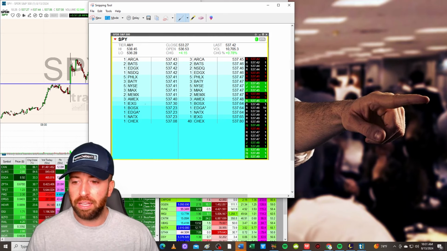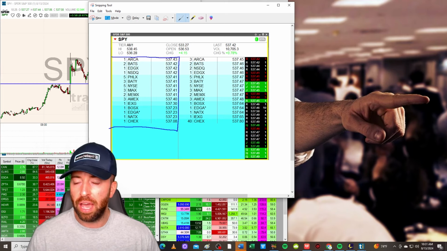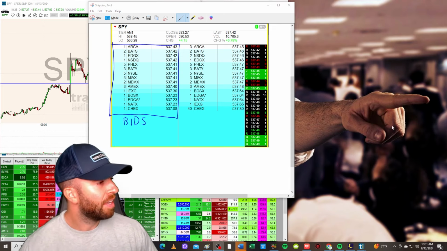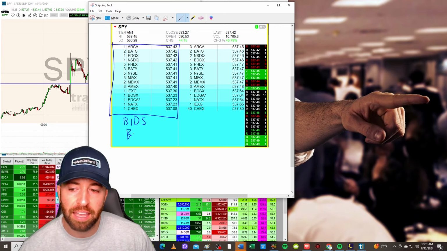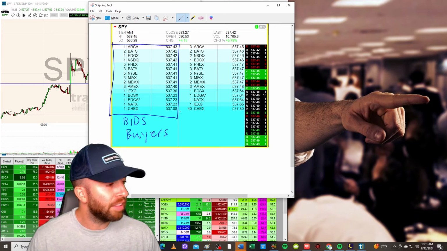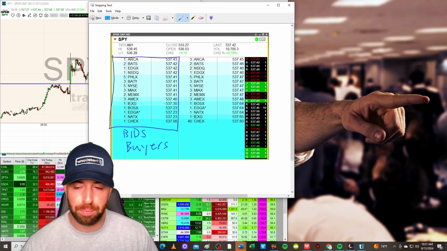Now, we could break this down even more. Anything that is on this side is going to be the bids. Now, what is so important about the bids is, AKA, these are going to be the buyers, okay? So anyone who is buying, who wants to get involved over on this is going to be the buyers. The left side are all people that want to get involved over on the S&P 500.